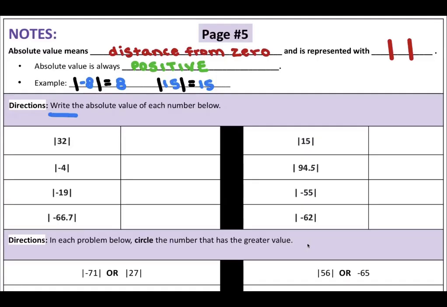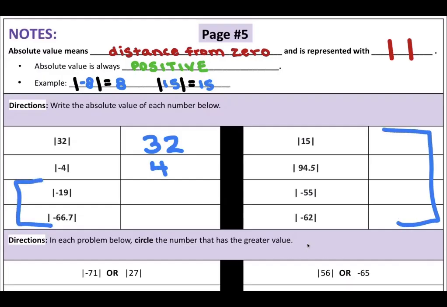On this next section, it says write the absolute value of each number below. So the absolute value of 32 is 32. It's always positive. Absolute value of -4 is 4. Go ahead and complete the rest of this section on your own, then come back to the video.